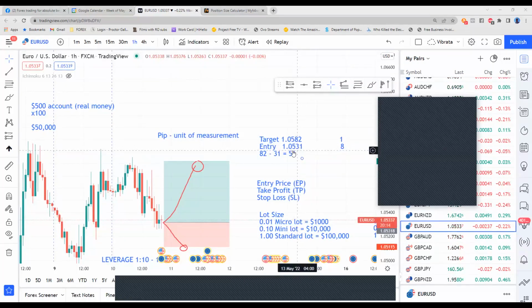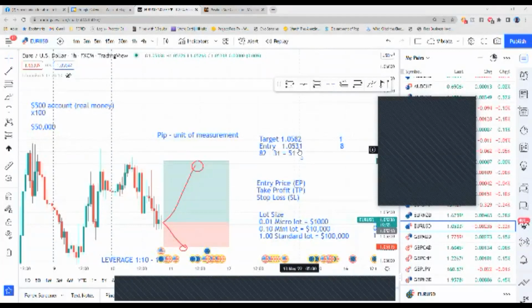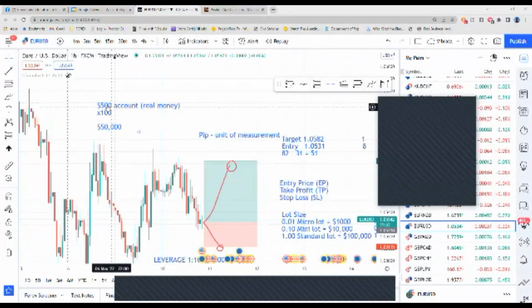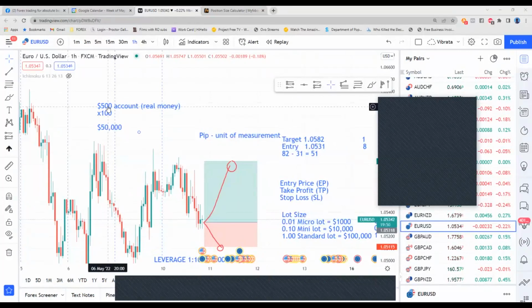Think about it. The real entry price was $1.05 and 31 fractions of cents. The target price was $1.05 and fractions of cents. And it's the space between these fractions of cents, these 50 pips, that enable us to grow our real money account by 5%. We made $25 off fractions of cents. This is how we make money trading.